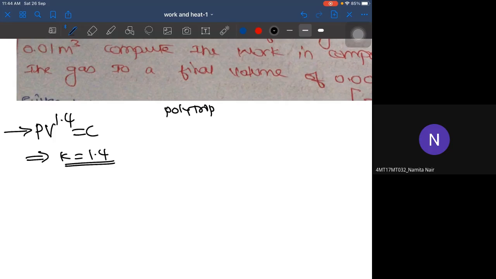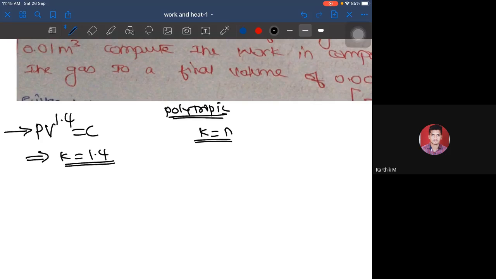Why do you say it is polytropic? Because nothing is constant in a polytropic process. Everything varies. So what is the value of K in a polytropic process? N. It's just an arbitrary value. So he says 1.4 is a polytropic process. Okay, fine. You can take it as a polytropic process. Let us assume it is a polytropic process.